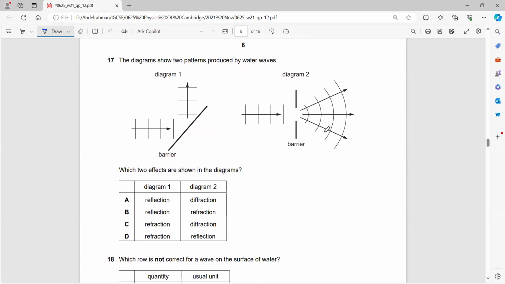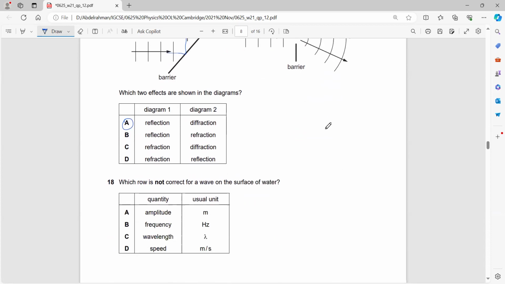Diagram 1 and diagram 2. What's diagram 1 and what is diagram 2? Quite easy. Diagram 2 is definitely diffraction, and 1 is reflection. The wave hits the wall and then moves away at the same angle.